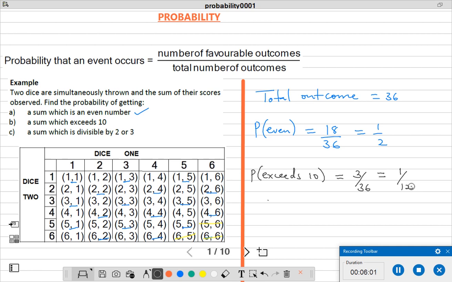So part C, a sum which is divisible by 2 or 3. Of course, we have got the ones which are even. Any even number is divisible by 2. So far you got 18, if you remember. So we are going to start from there, and when they say 2 or 3, we must also add those outcomes where the sum is divisible by 3. So it was 18. Let us see.